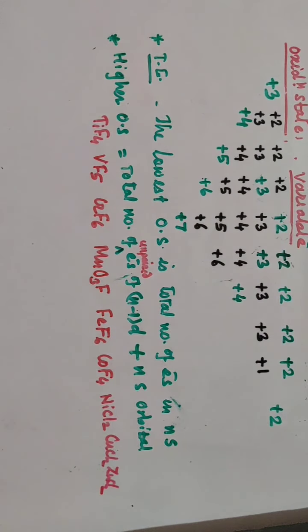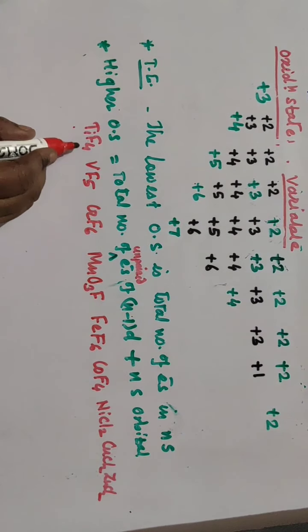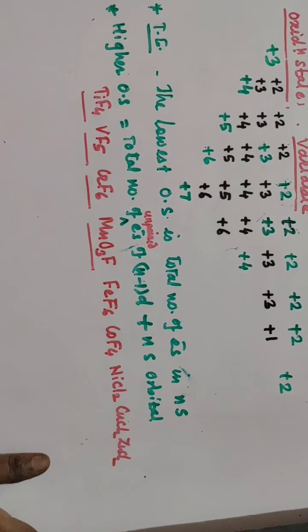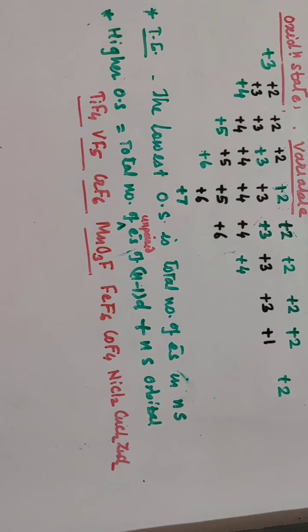These are the stable oxidation states. They can show only plus 2 oxidation state. But all these transition elements can form stable compounds with higher oxidation states also. And in this case, the fluorine can stabilize the higher oxidation state of transition metal.